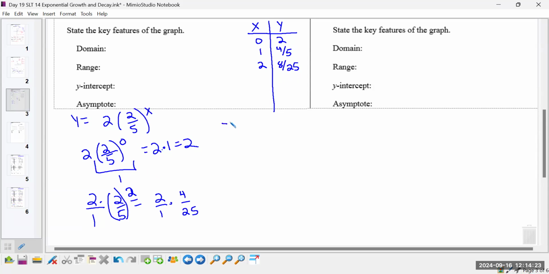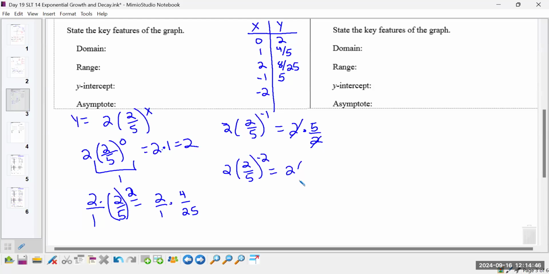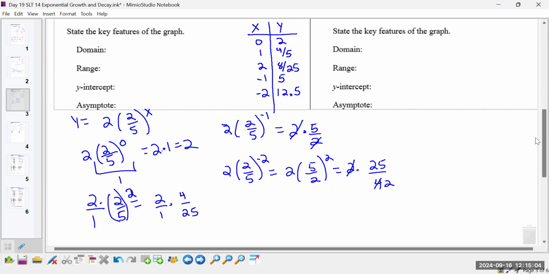Let's try some negative numbers. Let's do 2 times 2/5 to the negative 1 power. So that's going to take the reciprocal of the 2/5. So we're going to have 2 times 5/2. Well, that's pretty nice. And then 2 times 2/5 to the negative 2 is going to be 2 times 5/2 squared, and 5/2 squared is 25 over 4. These reduce. 25 divided by 2 for graphing purposes is 12.5. And that's probably all we're going to be able to fit.